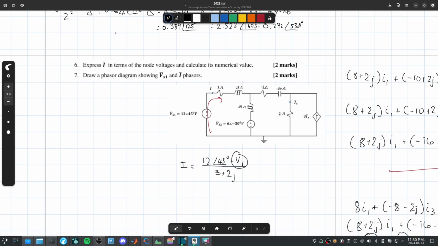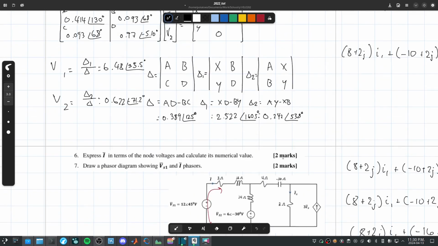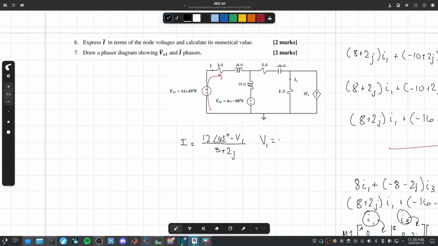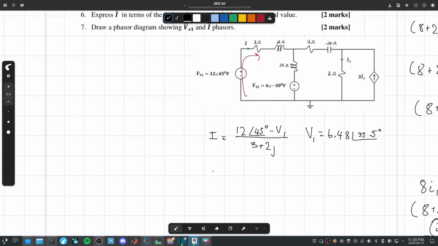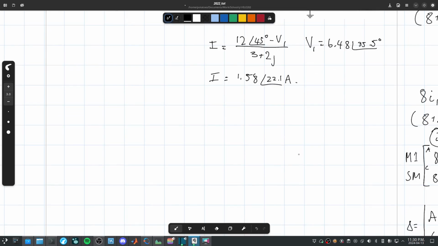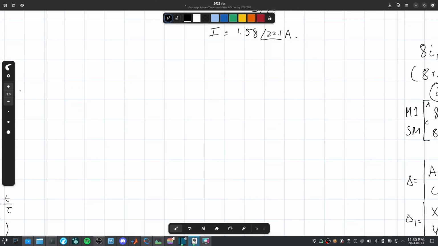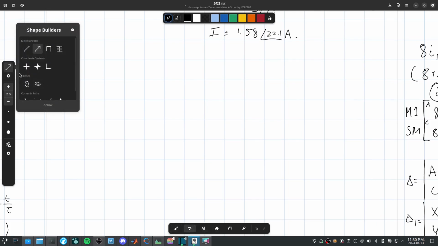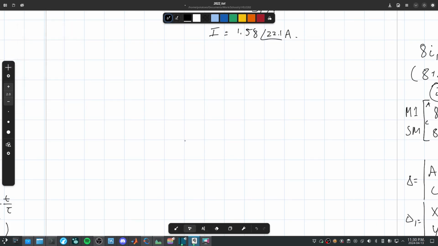We know V1. We could substitute it from up here, so V1 is 6.48 with a phasor of 35.5 degrees. And if we do the calculations, we get that I is equal to 1.58 with a phasor of 22.1 amps. Let's draw the phasor diagram. If you've forgotten the phasor diagram, I'm just going to use the tools here because I can't draw for the life of me. Do forgive me.